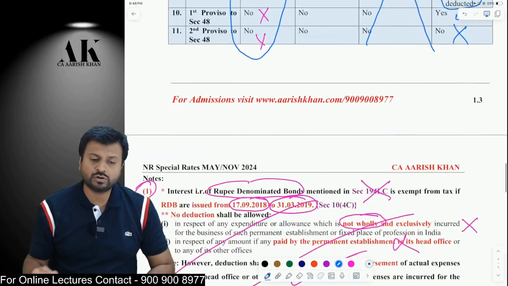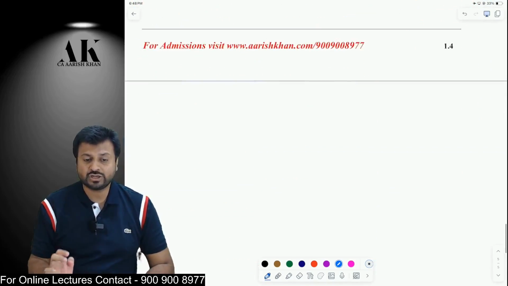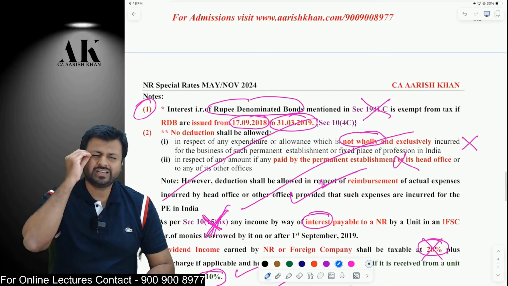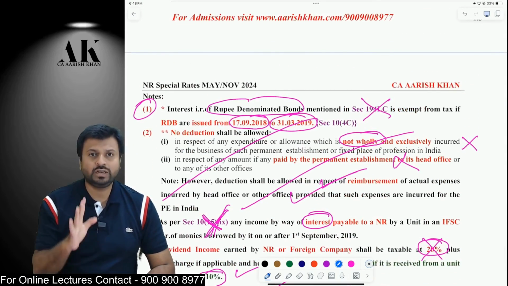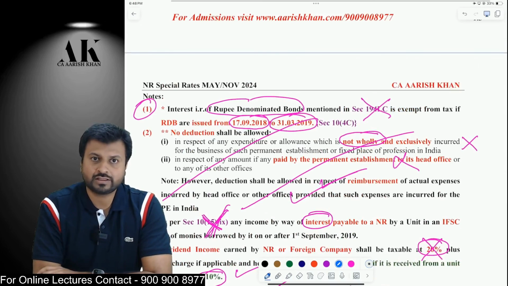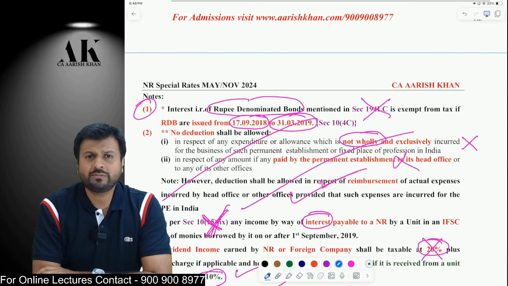So this is how you are going to revise the 10 sections. Believe me, students give hours and hours to this section, still they don't get comfort in it. This is the only way in which you can revise this particular thing. So that's it from my side.